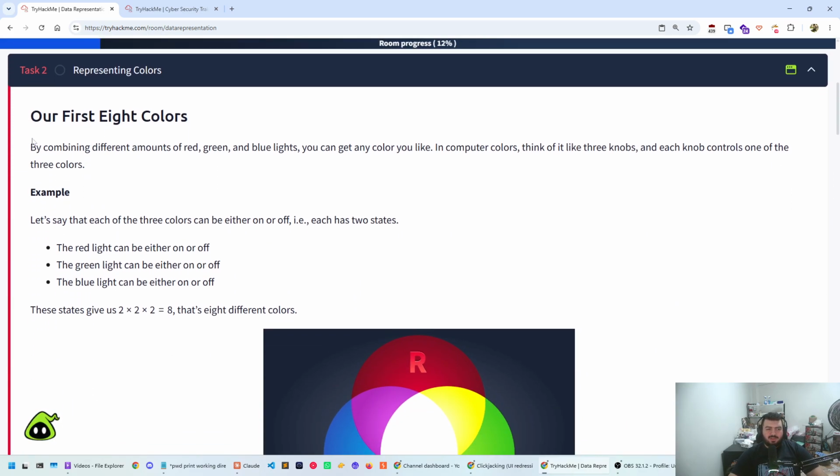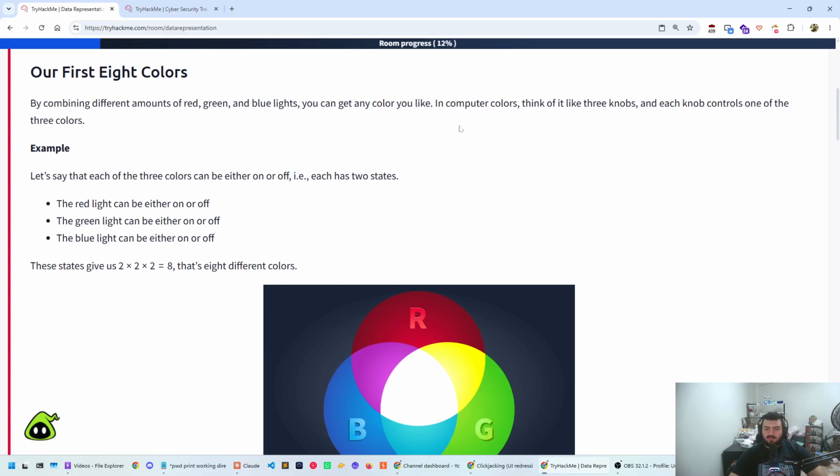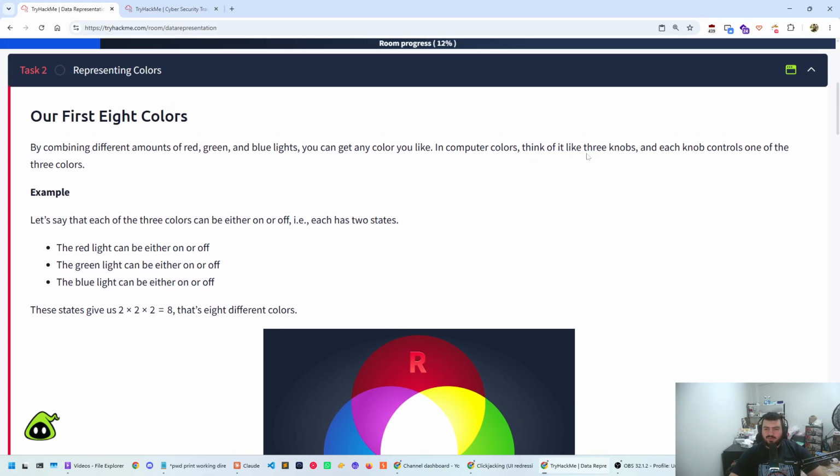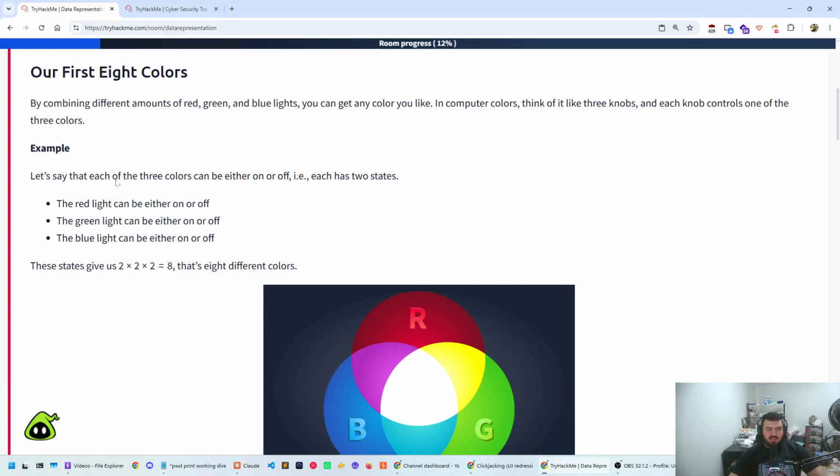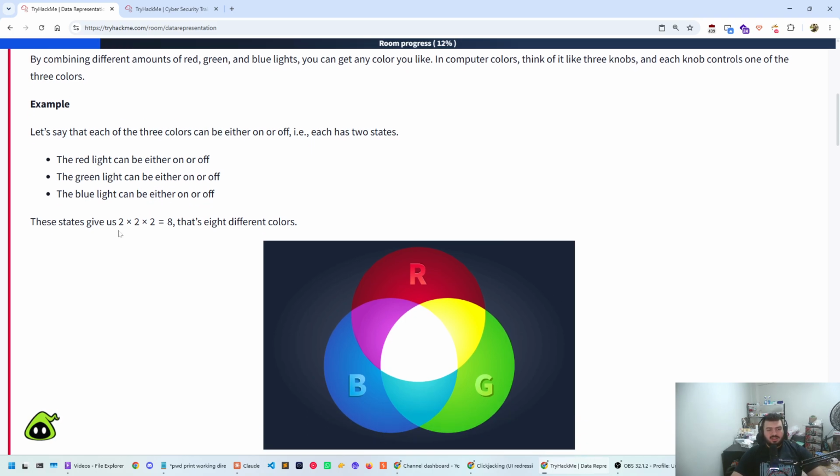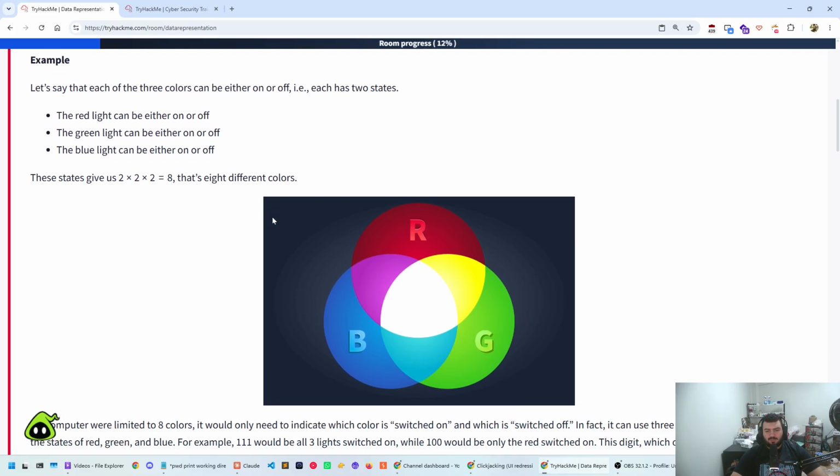Let's talk about representing colors. Our first 8 colors. By combining different amounts of red, green, and blue, which is RGB lights, you can get any color you like. In computer colors, think of it like 3 knobs, and each knob controls one of 3 colors. Let's say that each of the 3 colors can be either on or off, i.e. each has 2 states. The red light can be either on or off, green on or off, blue on or off. These states give us 2 by 2 by 2 equals 8. That's 8 different colors.